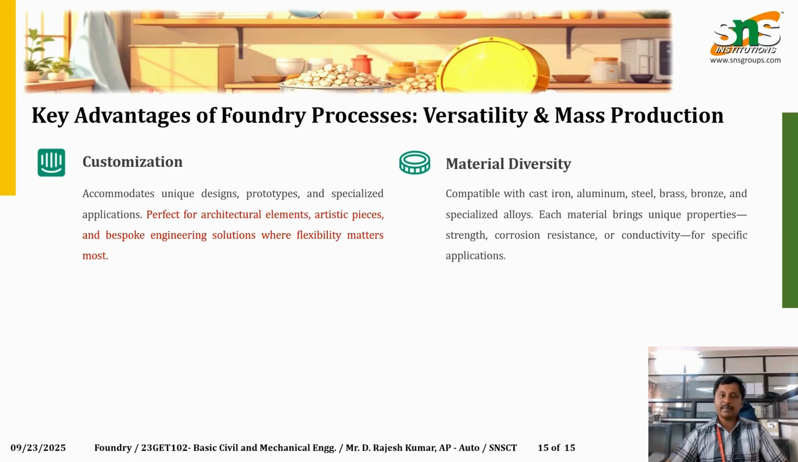Then the diversity of the material, right? As I already told you, aluminum, iron, whatever material we need can be used here. And the ratio can be changed initially by putting the ingredients in a different ratio. So this can be done in the foundry process. This foundry process is the mother of all the components, right?